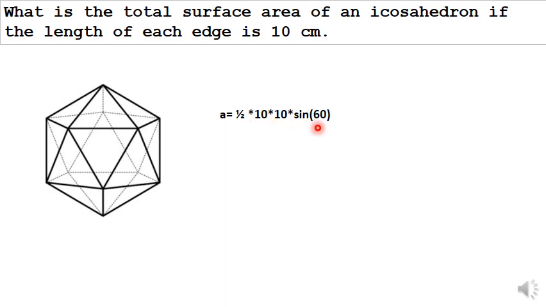Again, the angle is equal to 60 because this is a regular or equilateral triangle. Now, we compute the total area by multiplying the area of the triangle by 20. Hence, for an icosahedron, we have 866 as the total surface area.